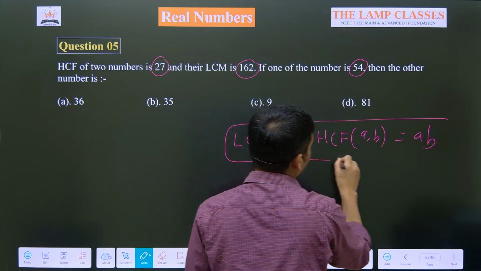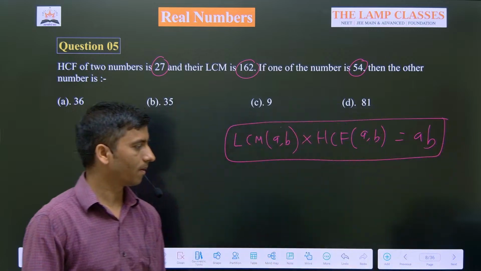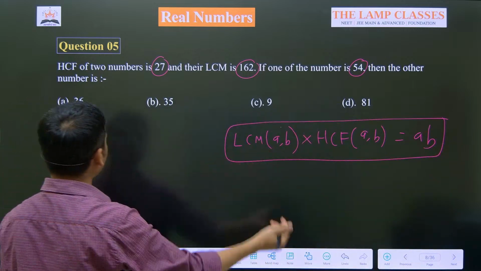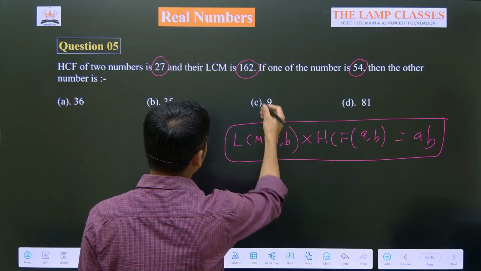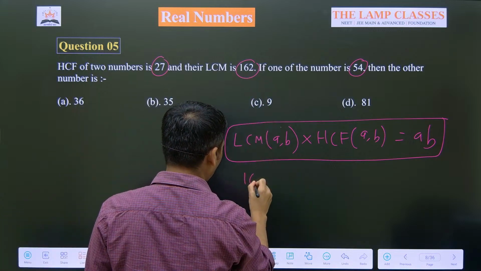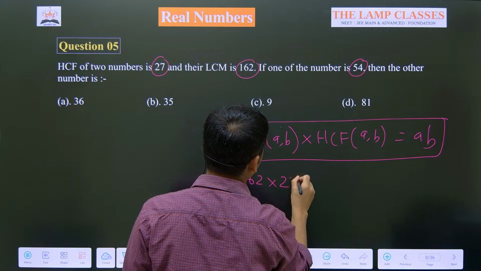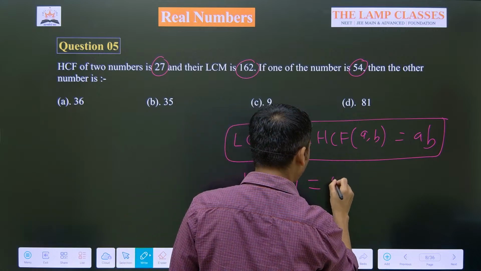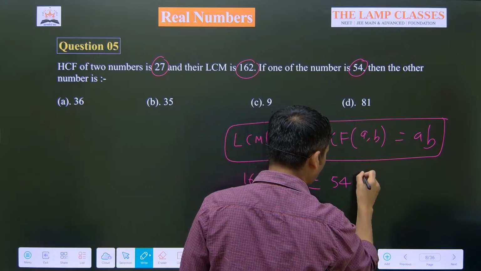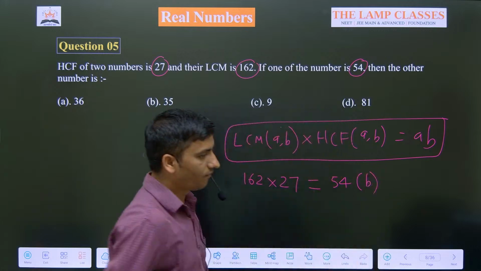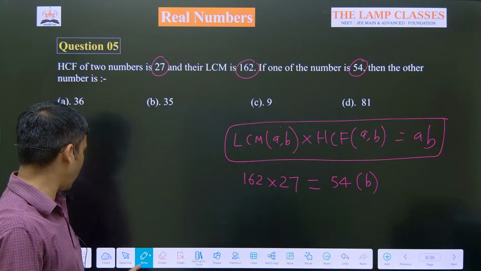This is basically another formula which we should remember. They ask the question, so just apply it. They have given HCF 27 and LCM 162. So it is 162 times 27 is equal to 54 times the other number, which we don't know. Let's call that number B. B is the one which we have to find, right?